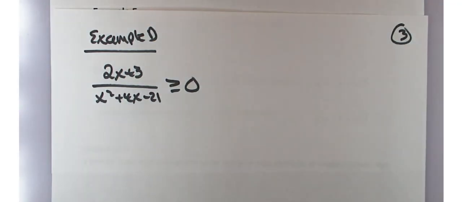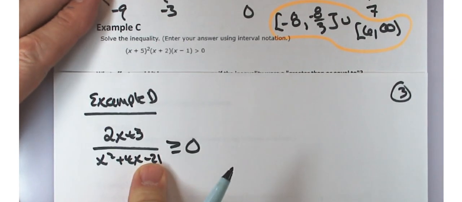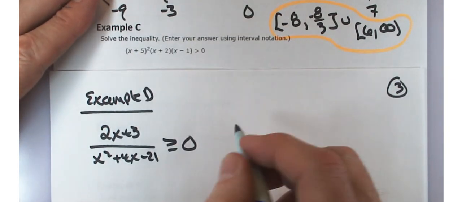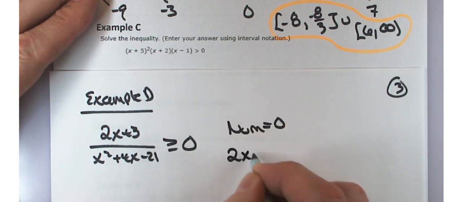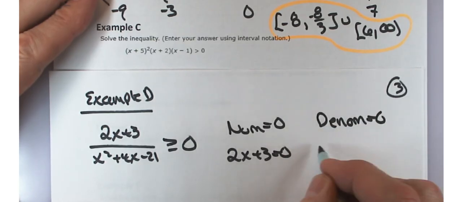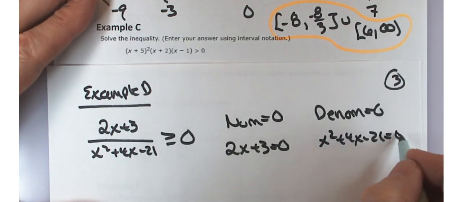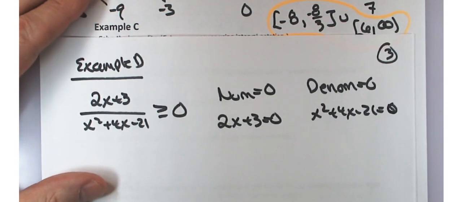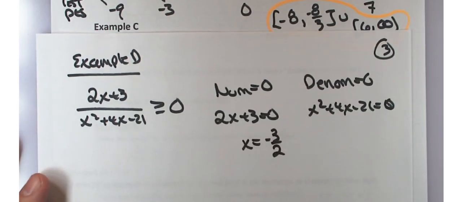Well, we're still going to set up points where things are equal to 0. But the points that we got pretty easily up here are going to require a little bit more work for this one. I want two sets of points. I want to first find where the numerator equals 0. So that's 2x plus 3 equals 0. And the denominator equal to 0. So x squared plus 4x minus 21 equals 0. Well, this first one I'm hoping is not too bad. That's x equal negative 3/2.